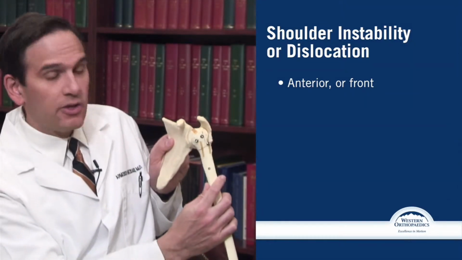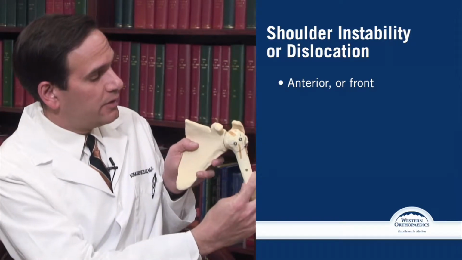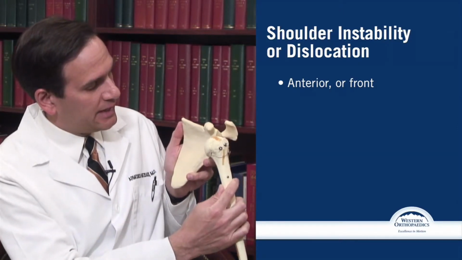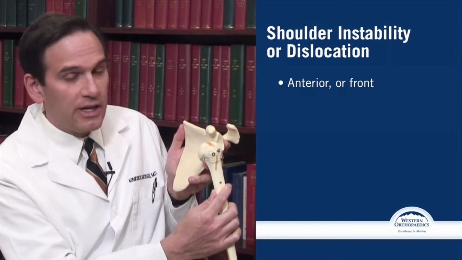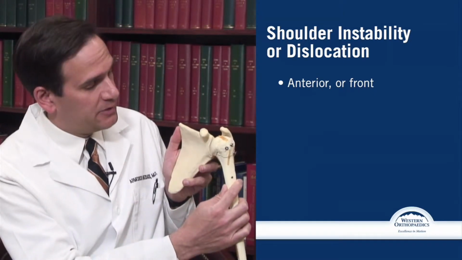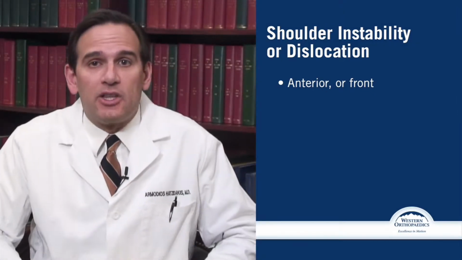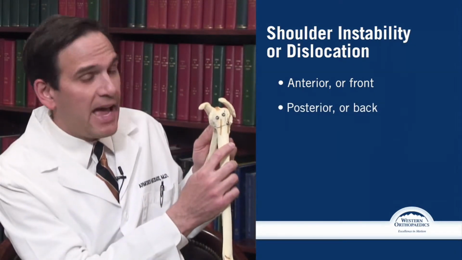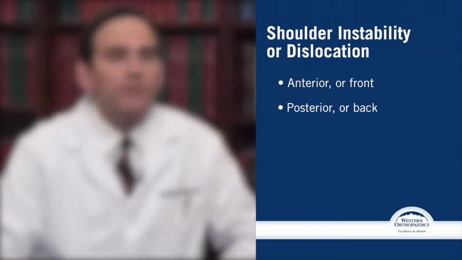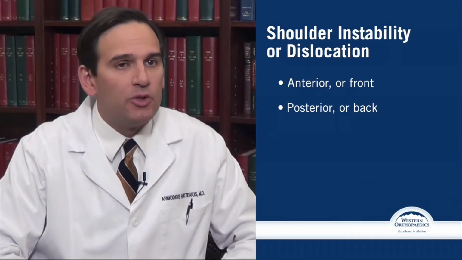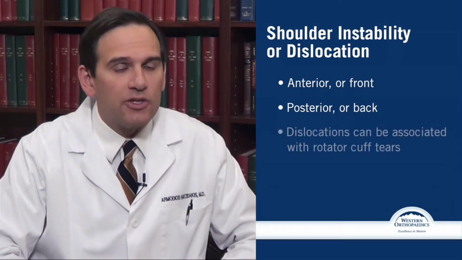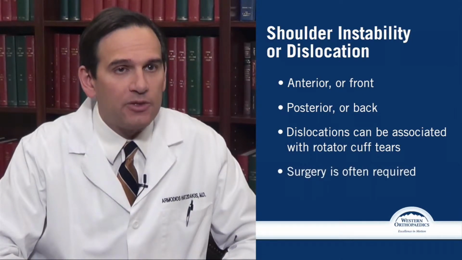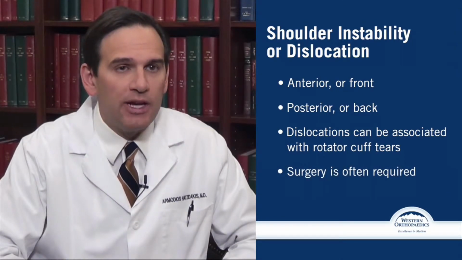So, this is the humerus on the glenoid. In an anterior dislocation, the shoulder comes out of the front of the socket, and it usually goes downward and forward, like this. A less common dislocation, but equally bothersome, is the posterior type, where the ball dislocates to the back of the socket. Sometimes the shoulder is very loose and goes out in multiple directions. Occasionally, dislocations are associated with rotator cuff tears. Often, surgery is required to repair the torn capsule or torn capsular attachment to the glenoid, which is called the labrum.